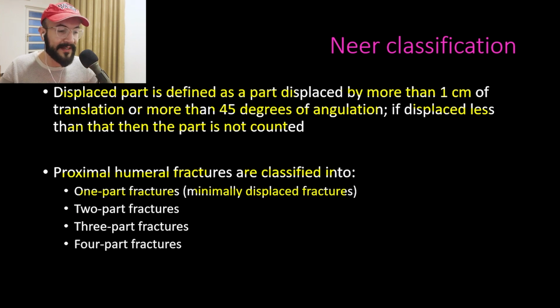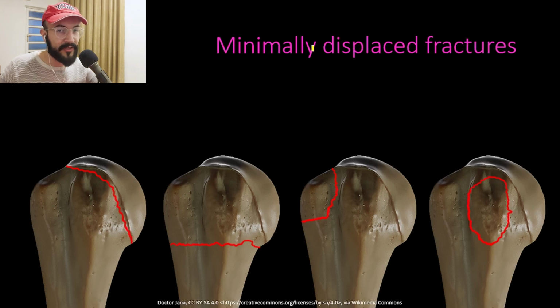Then we have two-part fractures. That is when one of the parts is displaced by more than 1 centimeter of translation or more than 45 degrees of angulation. And then we have three-part fractures. That is when two parts are displaced. And four-part fractures, that's when three parts are displaced. Now here we have examples for minimally displaced fractures, which are called the one-part fractures.